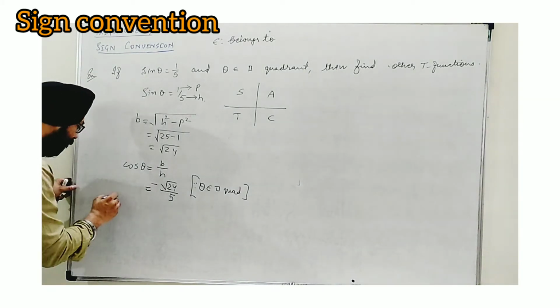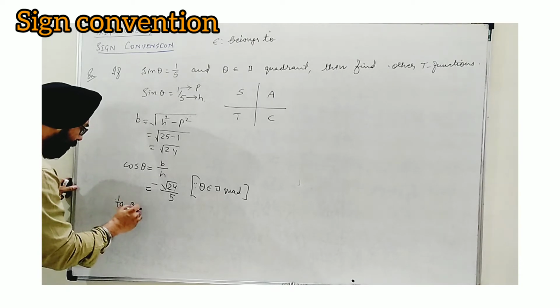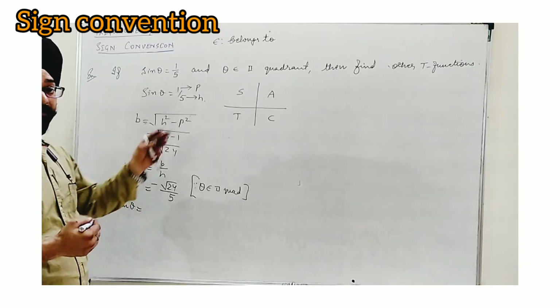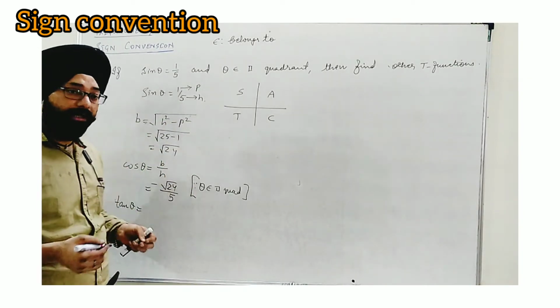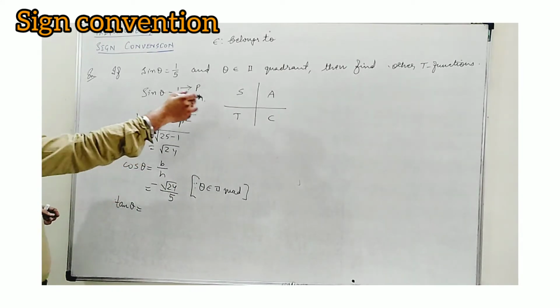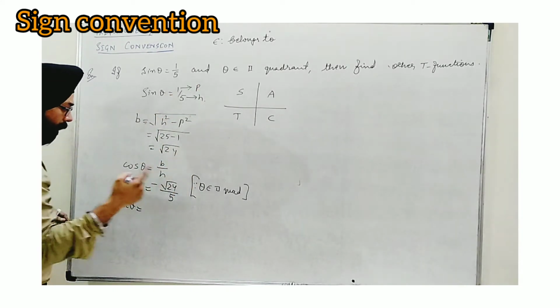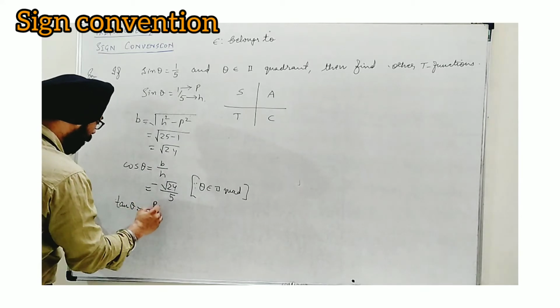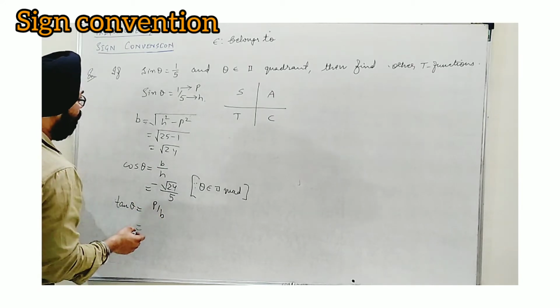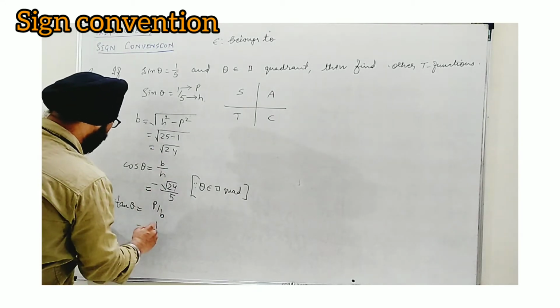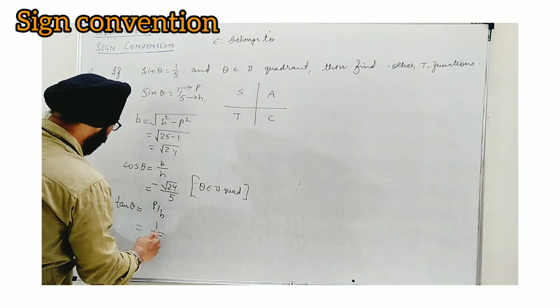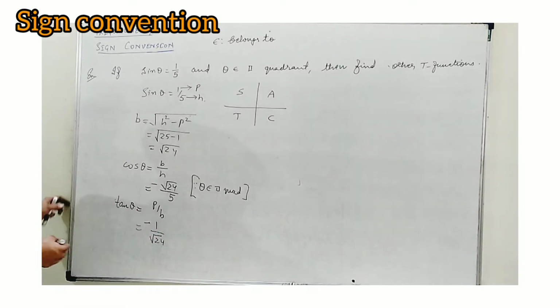Next, tan theta. Obviously, tan theta, since we are discussing it here in the second quadrant, will be negative. Reason? Because in the second quadrant only sine and cosec are positive. So tan theta is p upon b. The same method, no change in method. P is what? 1. Base we have obtained as root 24, but we have to put it with a minus sign.